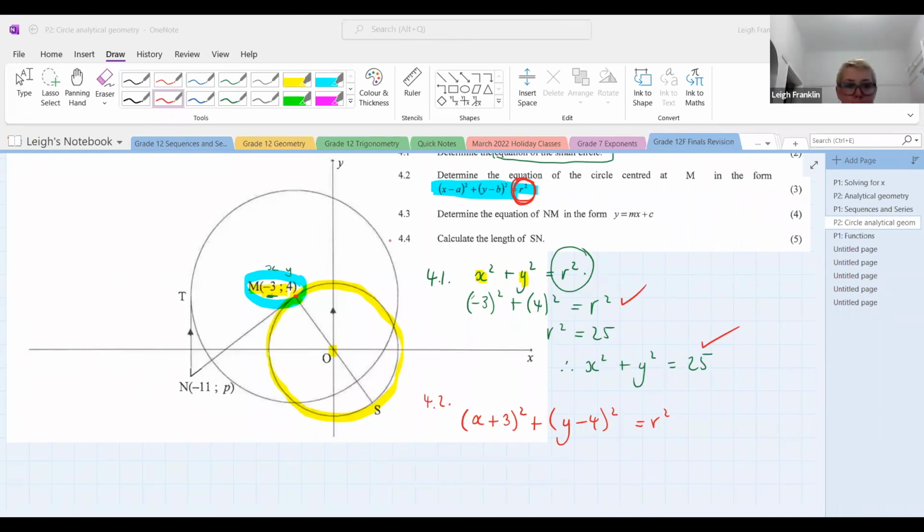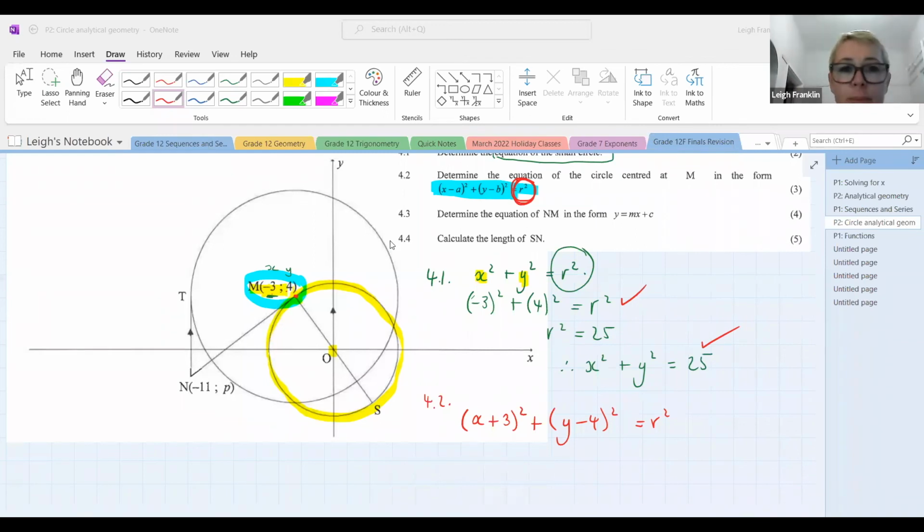Ma'am, I want to know something. For the equation of a circle, do we have to square both brackets? Like for x minus a squared, we put in the x-intercept, and for the y. Yes, so you've got to square both brackets. It's always (x minus a) in brackets squared plus (y minus b) in brackets squared equals r squared. Thank you, ma'am. No problem.